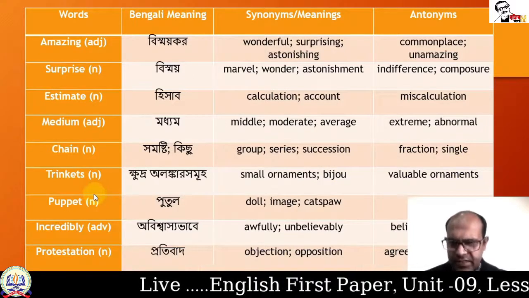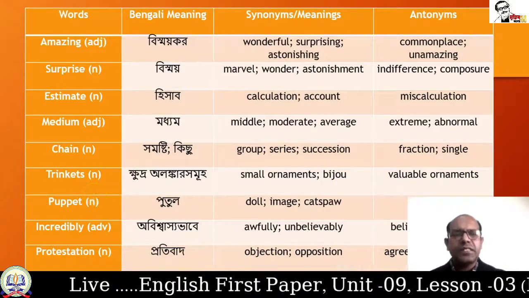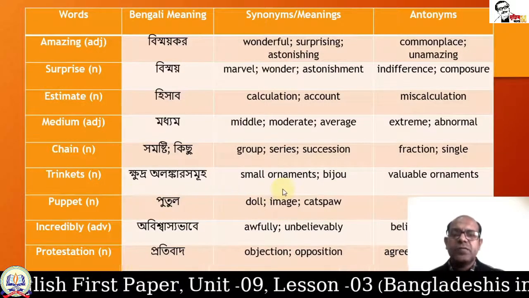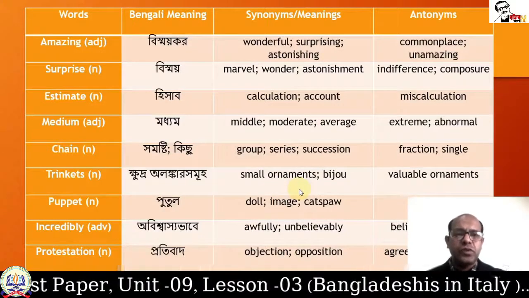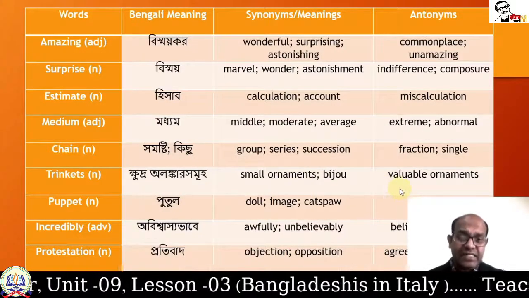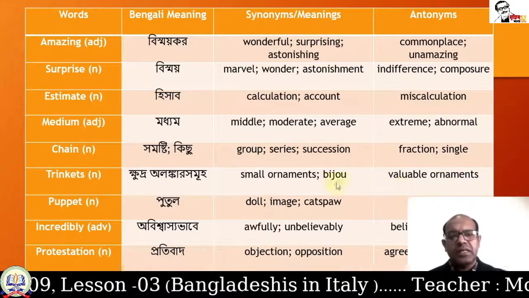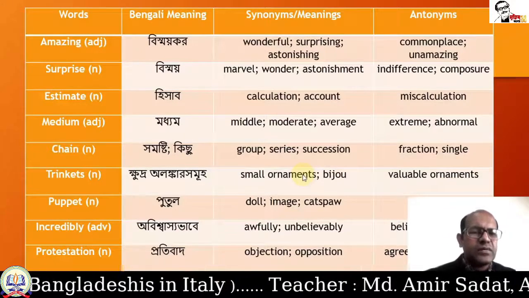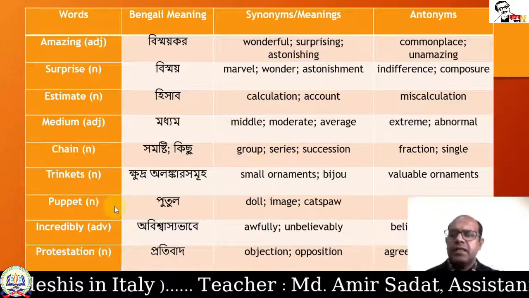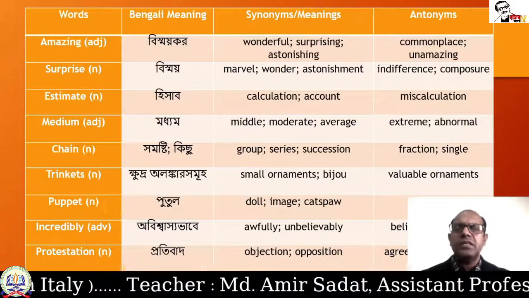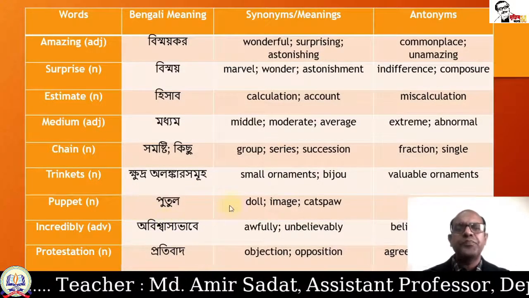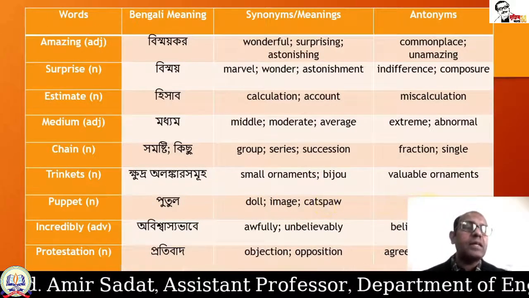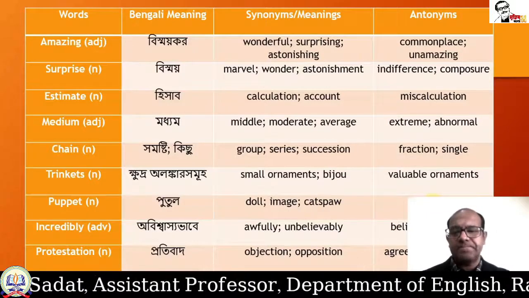Then trinkets. Trinkets is a noun. Its Bengali meaning is khudro alankar shamuh, and its synonyms are small ornaments or bijou, and its antonym is valuable ornaments. Synonym is small ornament and antonym is valuable ornaments. Then puppet. Puppet is a noun. Its Bengali meaning is putul, and its synonyms are doll, image, cat's paw, etc., and its antonym is personality.